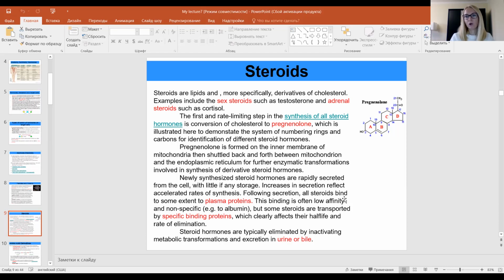Following secretion, all steroids bind to some extent to plasma proteins. This binding is often low affinity and non-specific, and mostly steroids are bound to albumins. But some steroids are transported by specific binding proteins, which clearly affects the half-life and rate of elimination. After steroids perform their action, they are eliminated by inactivating metabolic transformation and excreted in urine or bile.